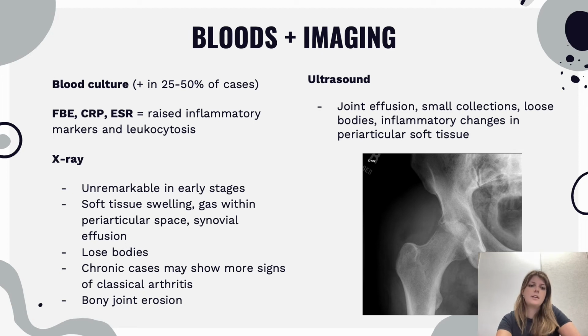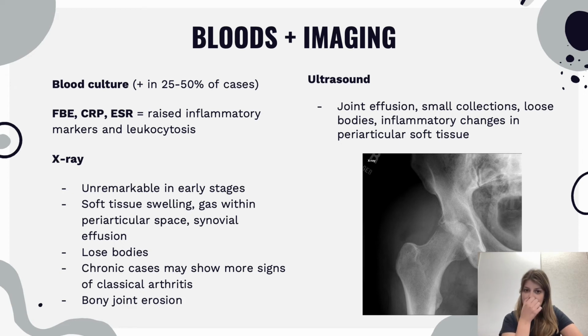X-rays, well, hopefully you've caught it early and they're presenting acutely, so you might not actually get many changes on X-ray. But if it's a more chronic condition, we will be seeing soft tissue swelling can be present early on, but also gas within the joint, synovial effusion, loose bodies, more classical signs of bony erosion as well.